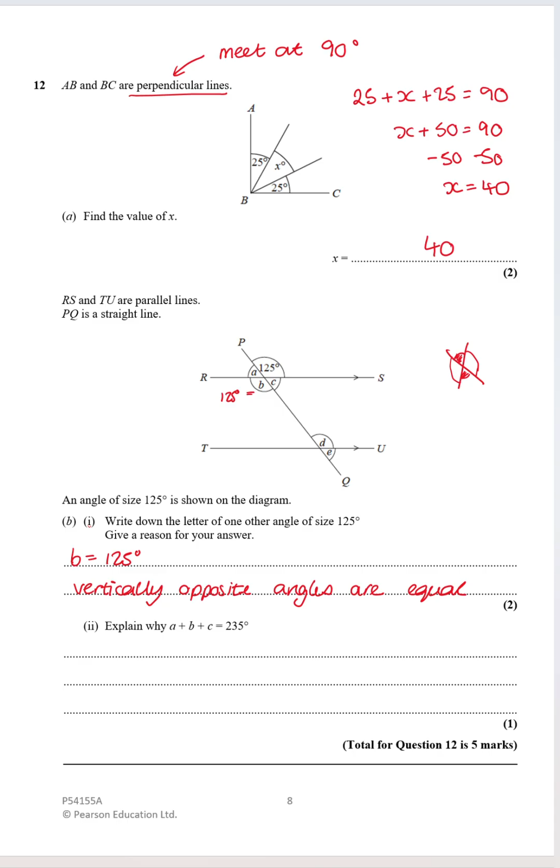Explain why A plus B plus C is equal to 235 degrees. Now, all of these angles here meet at a point. So I can say that A plus B plus C plus 125 equals 360 degrees. And over here, I'm going to write angles around a point sum to 360. Make sure your language is correct, because that's what the mark scheme wants you to write. And I can make this that I've written here look like this by removing the 125 from both sides. So I'd write A plus B plus C equals 235.